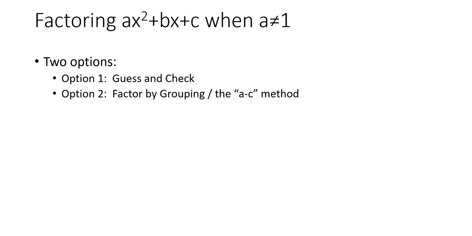You put a couple of different factors in. This worked, that didn't work, that didn't work. Oh, here's one that worked, and you're done. The other option is what we call factor by grouping, or you might have learned it in high school as the AC method. And so we'll run through both of those.